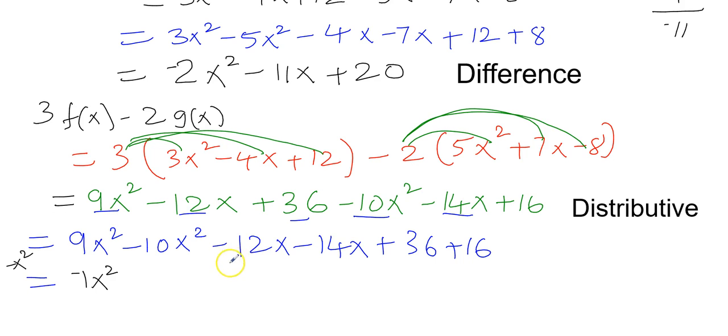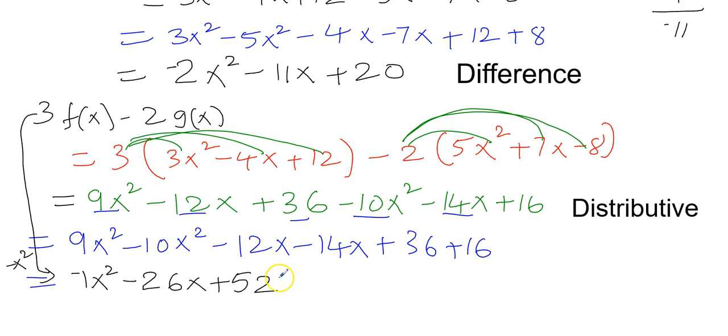Now what is negative 12x and negative 14x? That gives me negative 26x. Add those two numbers and put a negative sign. And lastly 36 and 16 both are positive, add them together, we got 52. So this is the result of 3 times f of x minus 2 times g of x.